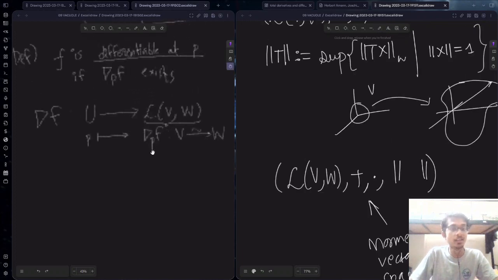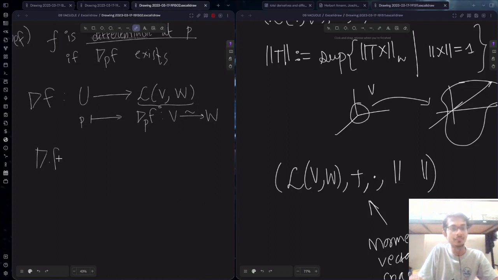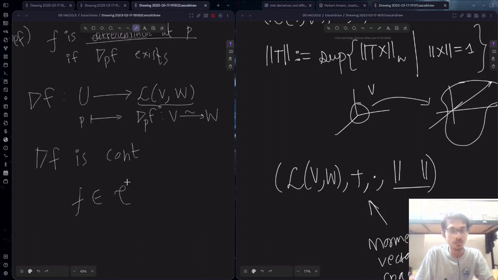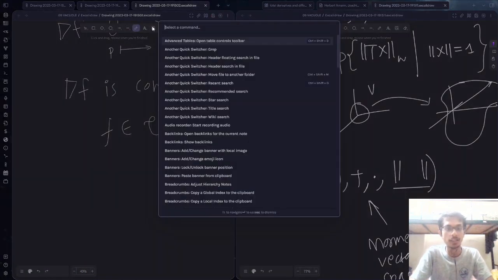So using that, I can now define continuity of this. If dpf exists at all points, then dpf is an actual function, and if dpf is continuous, and continuity is doable because I have a norm in this set and a norm in the domain, so these are two metric spaces now. If this is continuous using the epsilon-delta definition, then we say f belongs to the continuously differentiable functions from U to W. And now we want to define the double derivative.